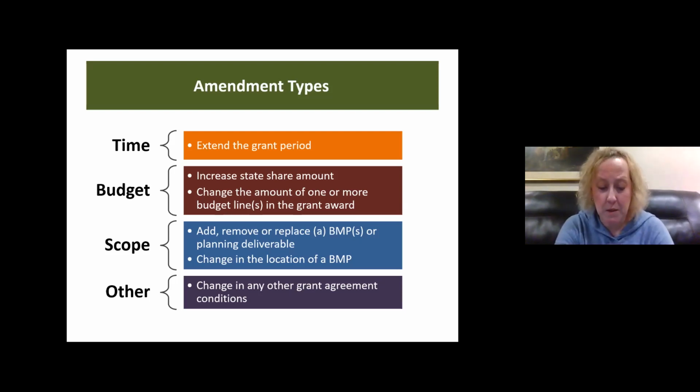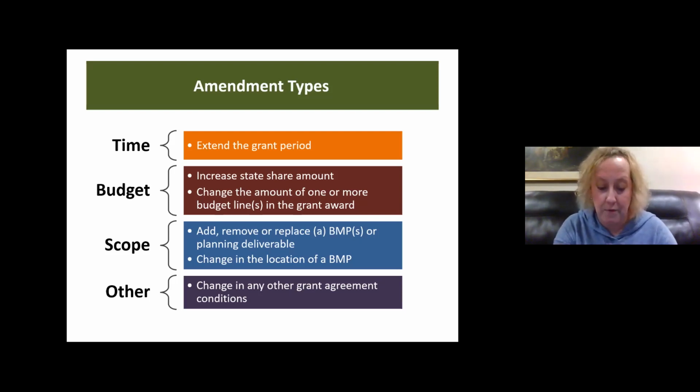And sometimes there's other issues that come up that require a change in your grant agreement. An example might be, maybe you determine that the landowner in fact meets the criteria for economic hardship. We like to know that as early as possible, ideally with the application, but sometimes things change. And if you're going to change the cost share rate, that's going to require a grant amendment. So really any change in the grant conditions requires an amendment.